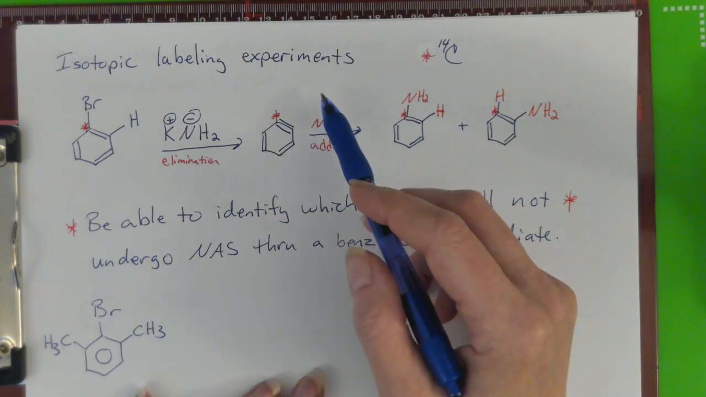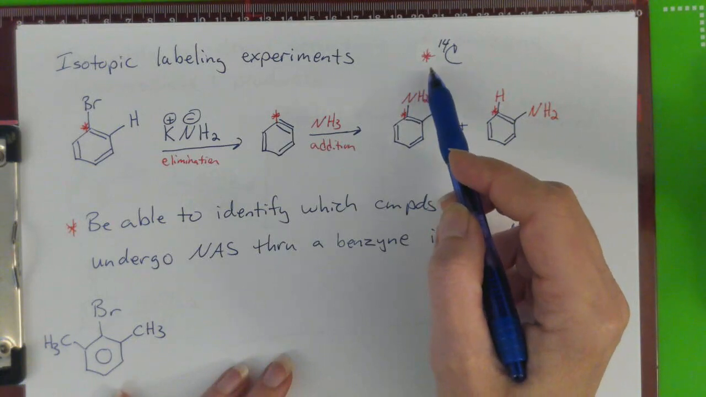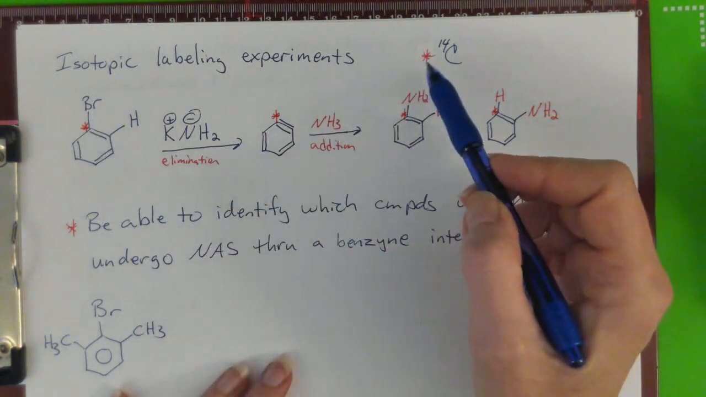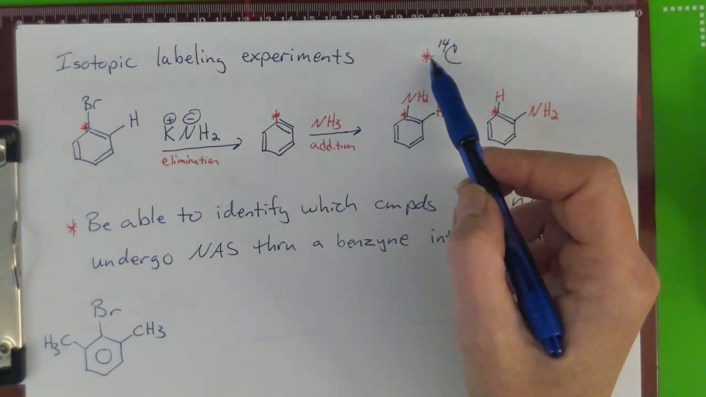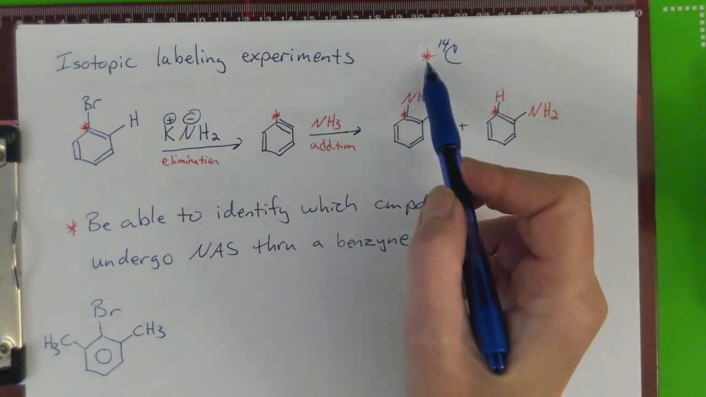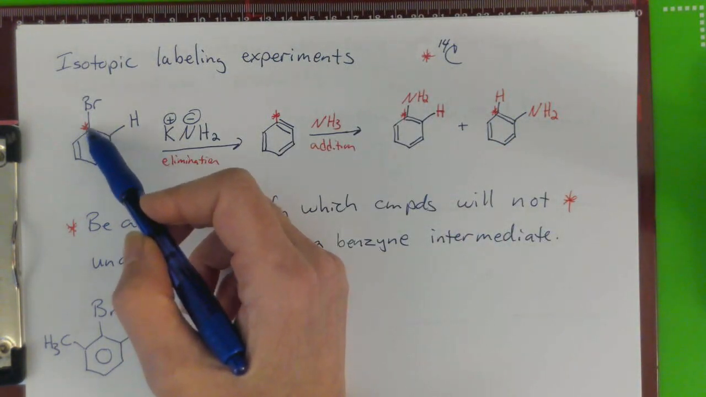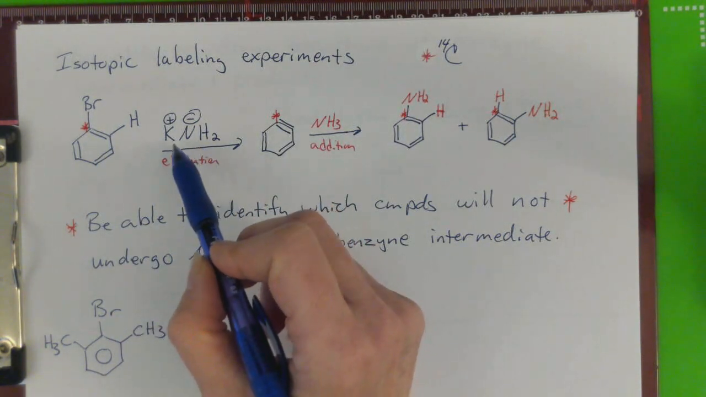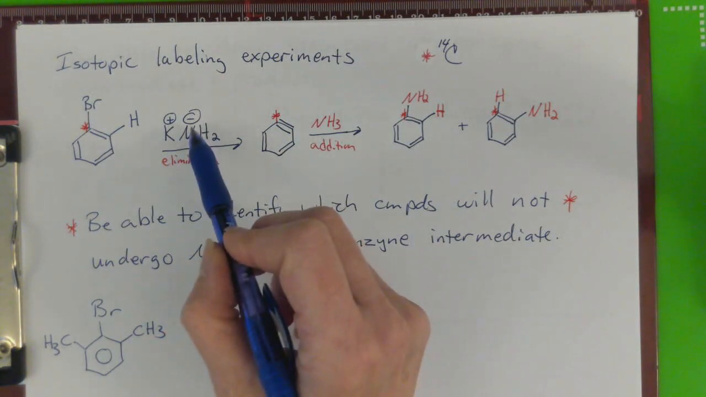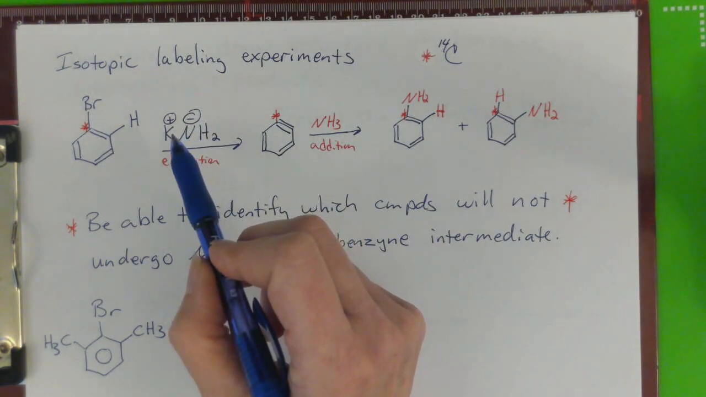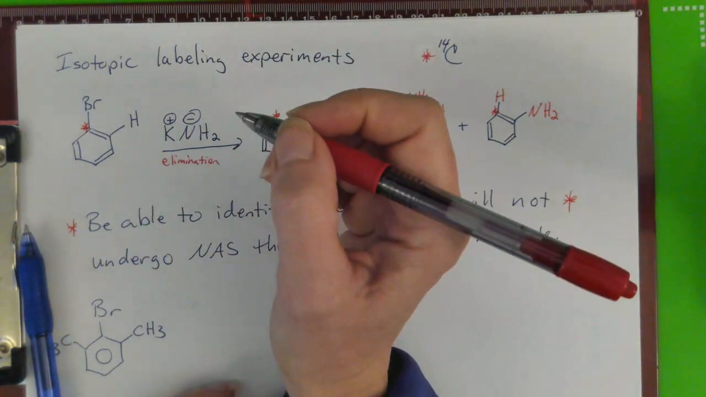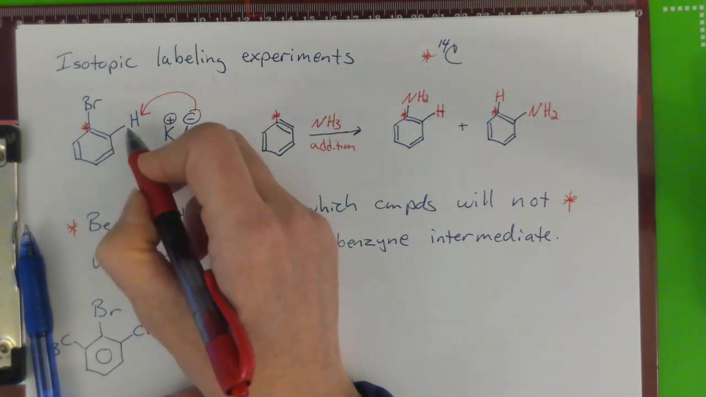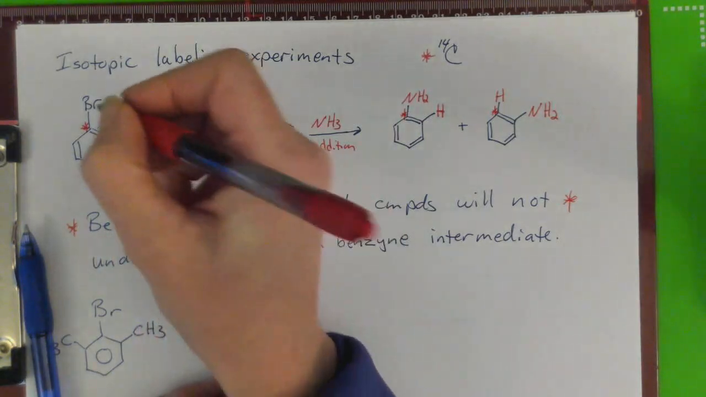So the most abundant isotope of carbon is carbon-12, as you probably know. So what chemists did is they made an aryl halide with a far less abundant isotope of carbon, carbon-14. And so I'm labeling that carbon-14 here with this asterisk. Here we're using the salt potassium amide. The amide piece is the nucleophile, okay? And it is going to attack the proton that is ortho to the halogen on the benzene ring.